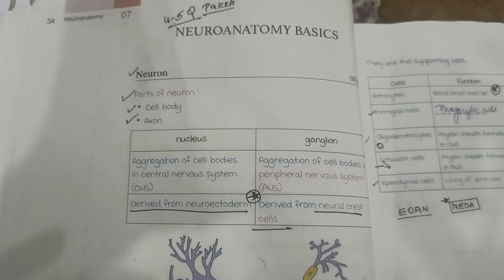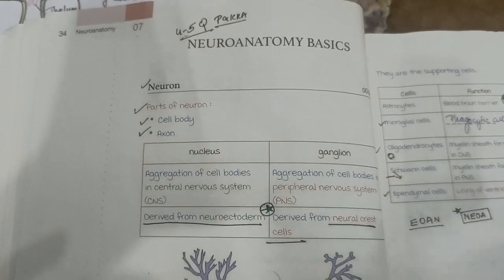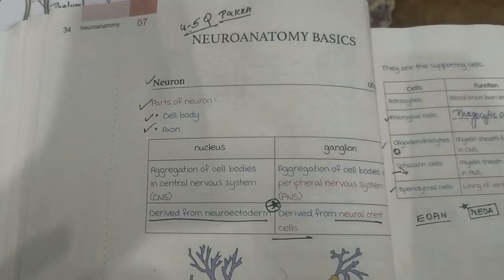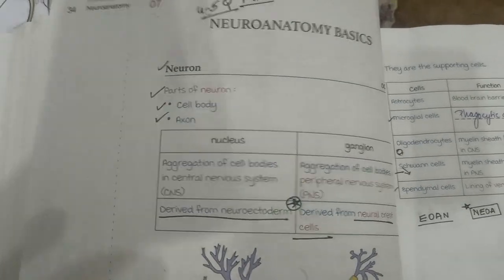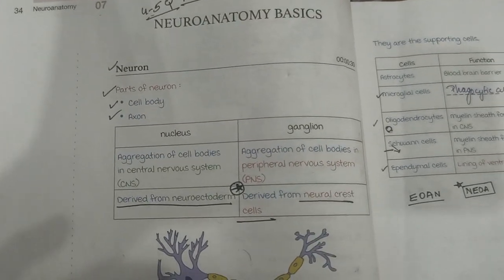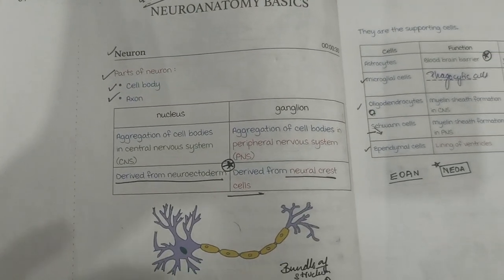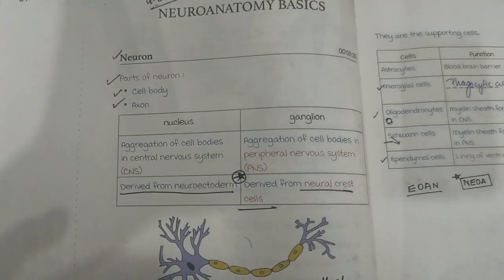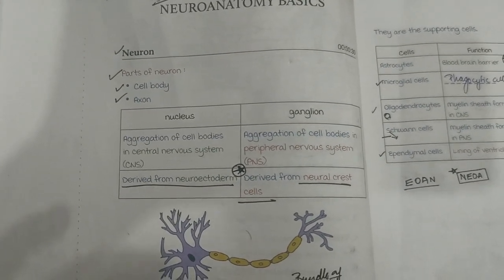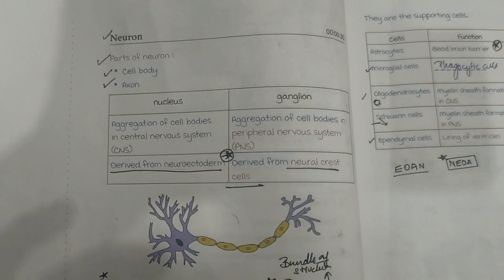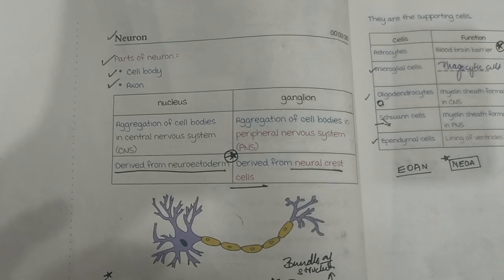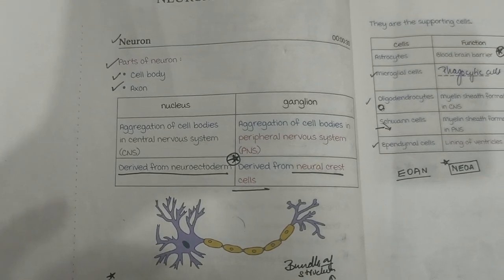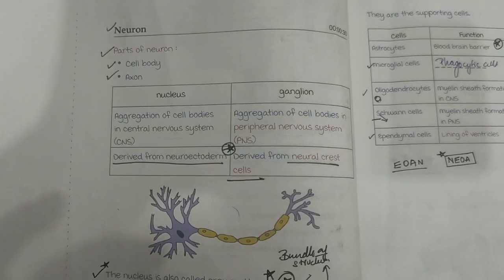In this session, I'll be discussing the neuroanatomy basics, the second part of the CNS. The first thing written here is neuron. Under that, it's written parts of neuron, and you have the cell body and axon. It's also written nucleus and ganglion. Under nucleus is written aggregation of cell bodies in the central nervous system.